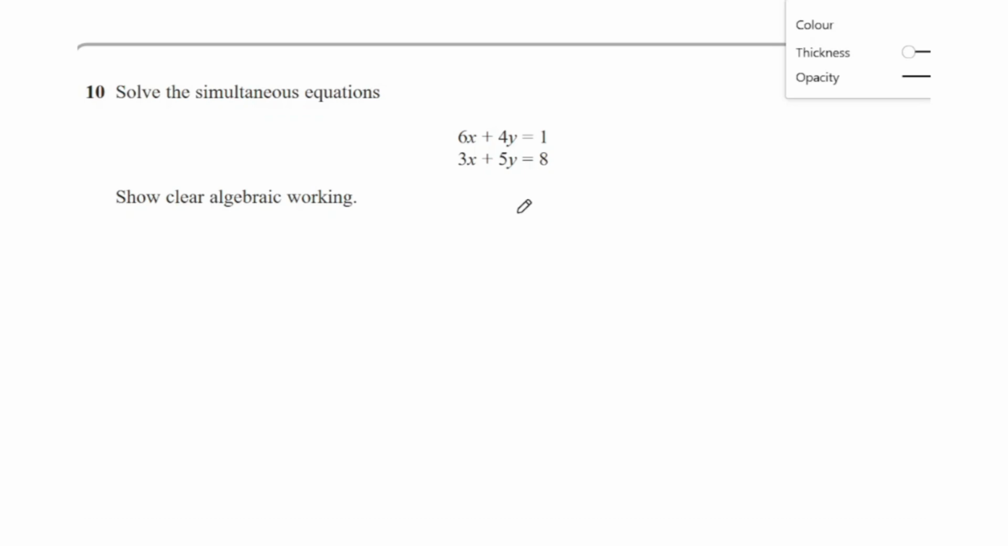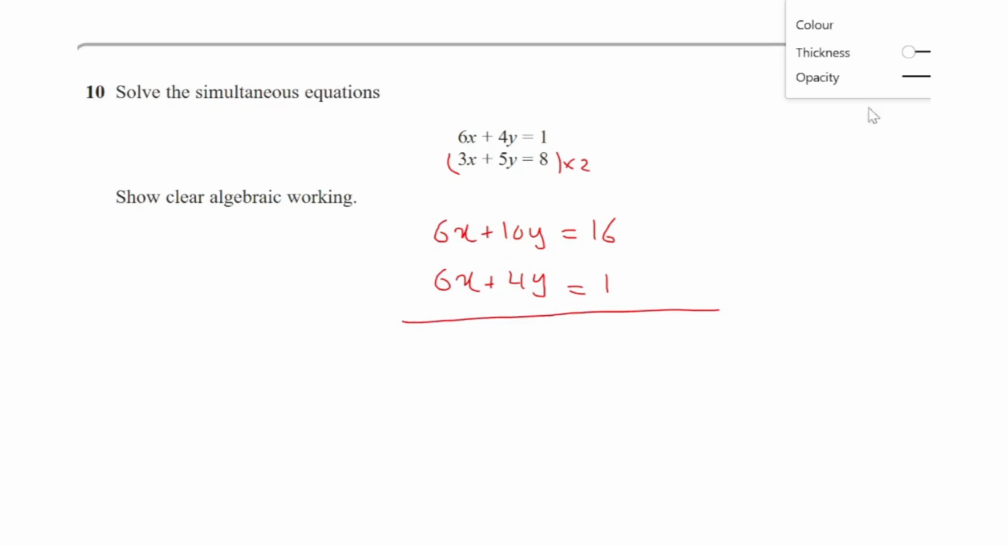Number 10 says solve the simultaneous equations, show clear algebraic working. So we have 2 equations. We need to eliminate one of the variables. Let's look at this equation, let's times it by 2. When you times it by 2, you will get 6x plus 10y equals 16. I'm going to write down the other equation, 6x plus 4y equals 1. Now we're going to do takeaway. So change the sign. 6x minus 6x cancel out. 10y minus 4y is 6y, and 16 minus 1 is 15.